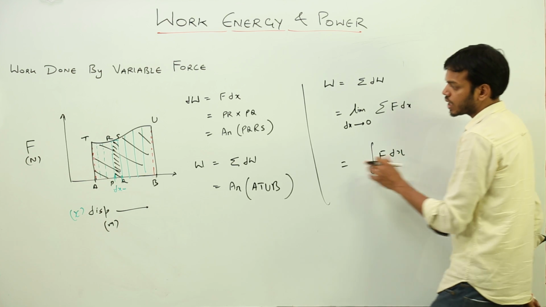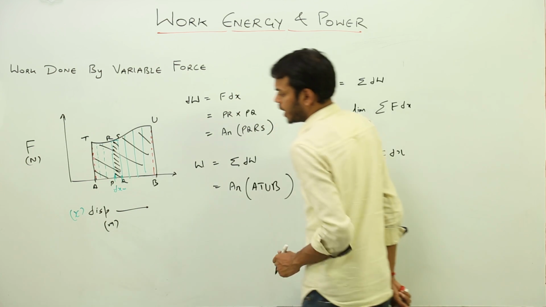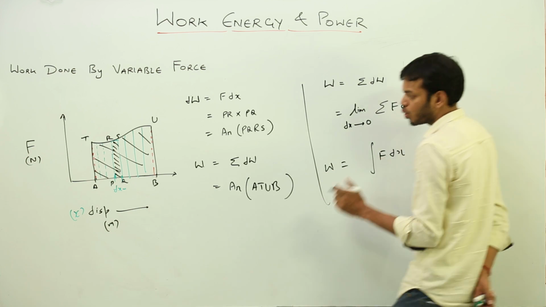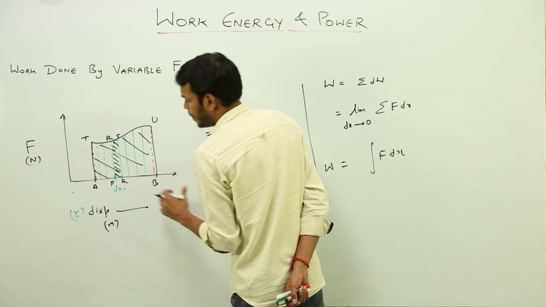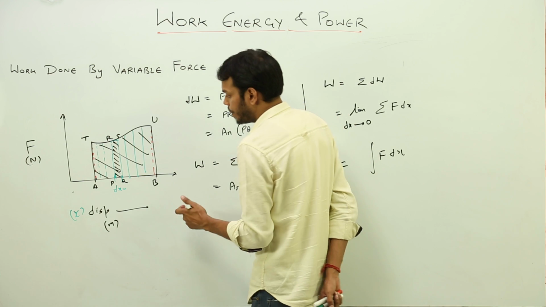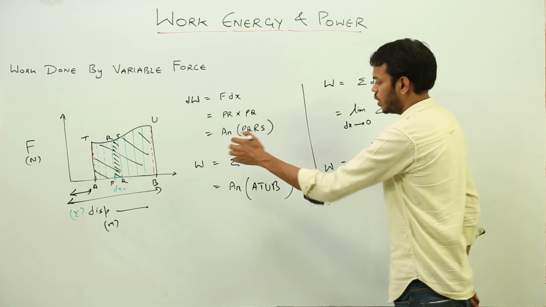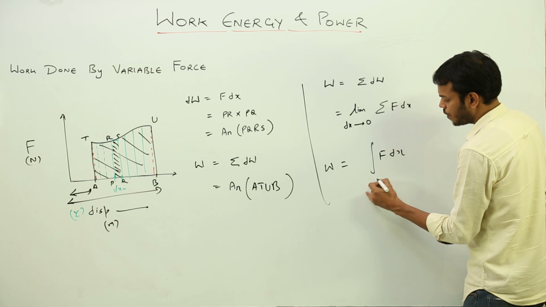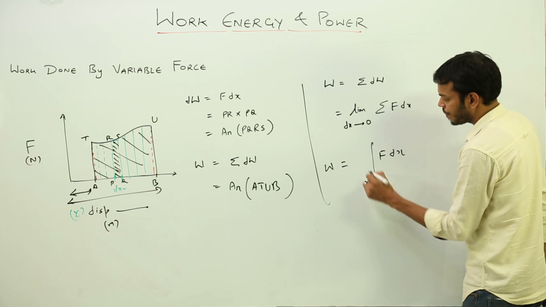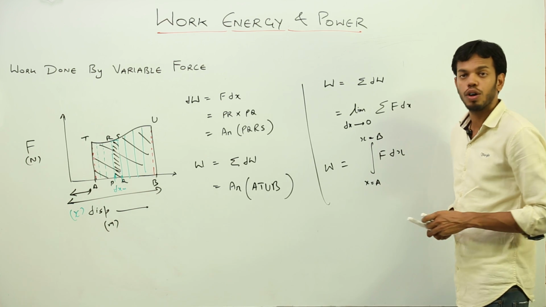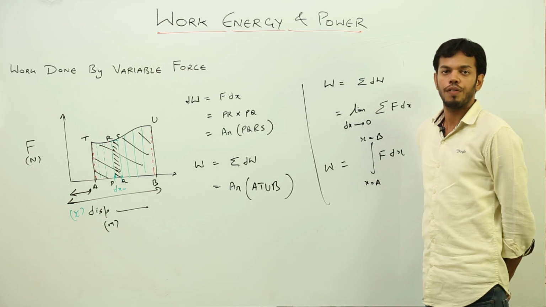This is F dx from P to R, right? So if you have to find the total work done, the displacement should be taken from the lower limit to the upper limit, that is from this part up to this part. So it is the integral of F dx where x is equal to a to x is equal to b, and that is how you find out the value of work done for a variable force.